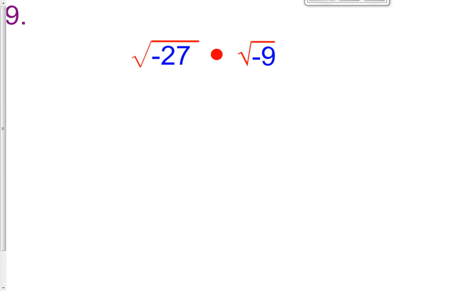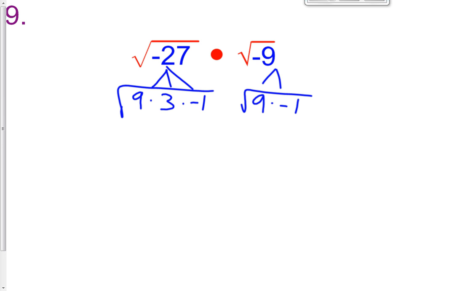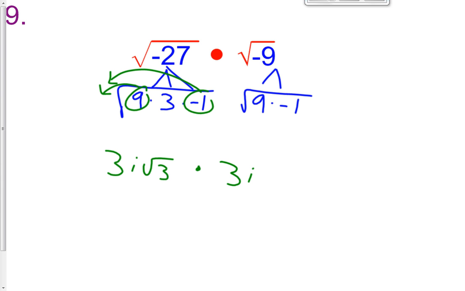Okay, problem number 9. We're going to break both of these down. This is 9 times 3 times a negative 1. And this is 9 times a negative 1. So for our first one, we get 3i square root 3, because the 9 and the negative 1 come outside the radical. And for our second term, we get 3i. The square root of 9 is 3. The square root of negative 1 is i.